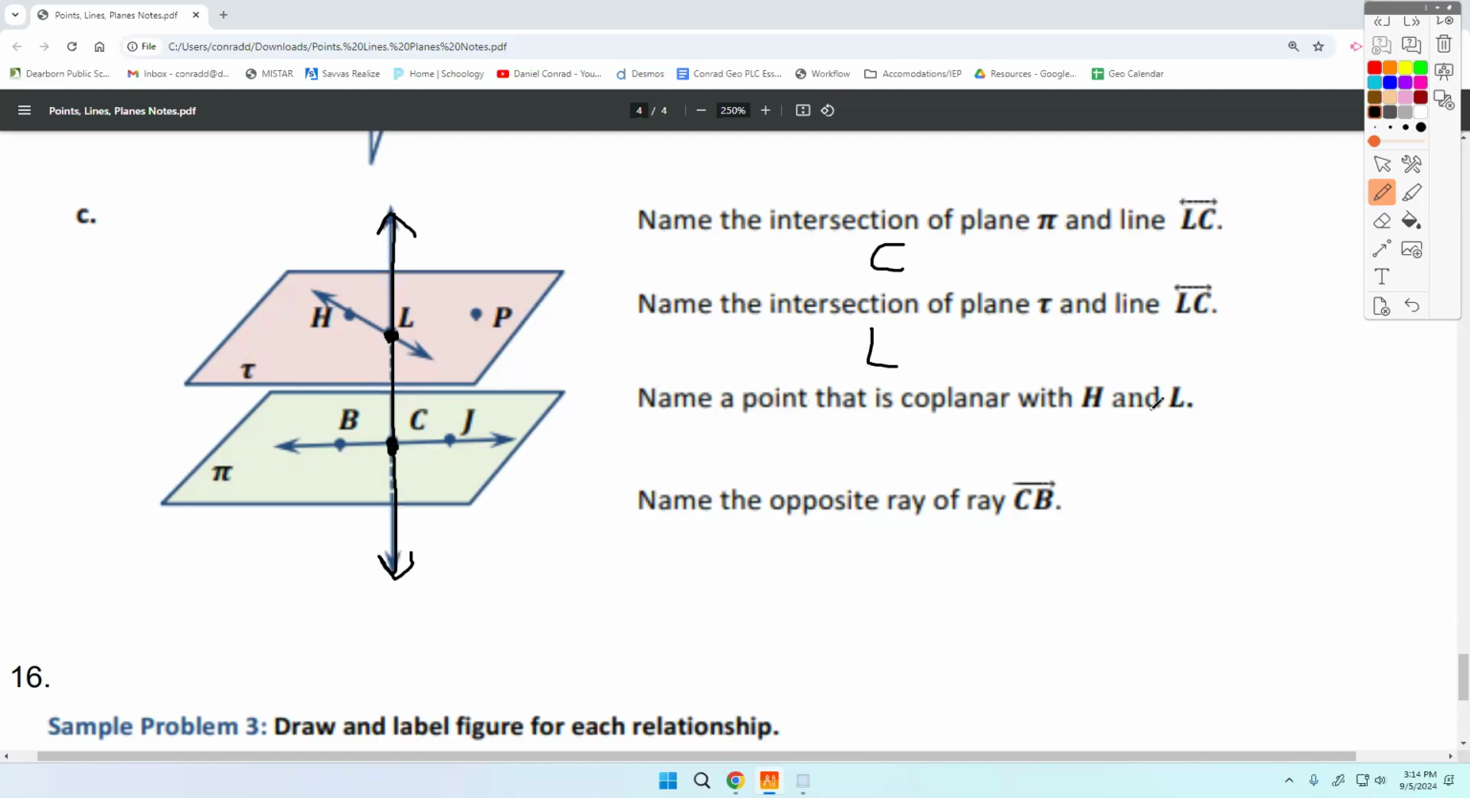Okay, a point that is coplanar with H and L would be P, right? H and L are in plane tau. We could also do P though. And then the opposite ray of CB would be CJ, ray CJ.